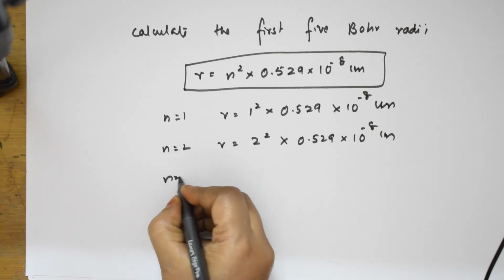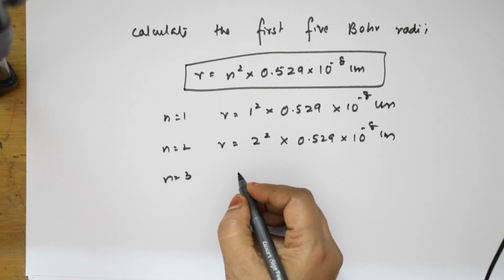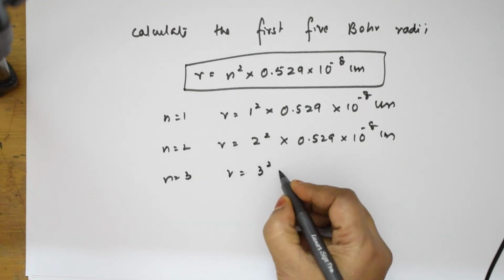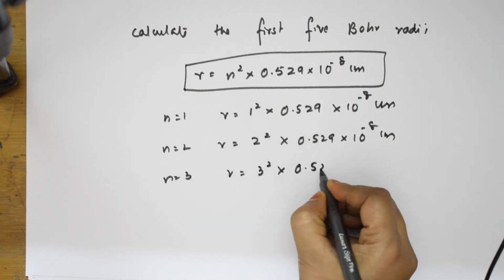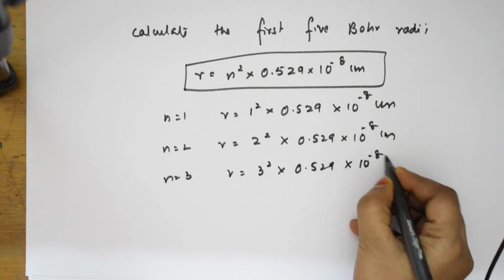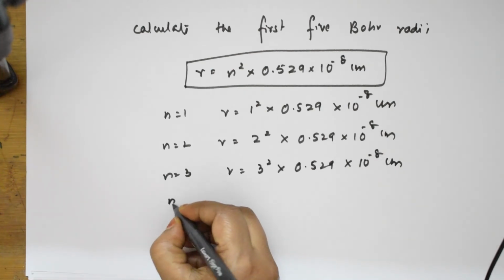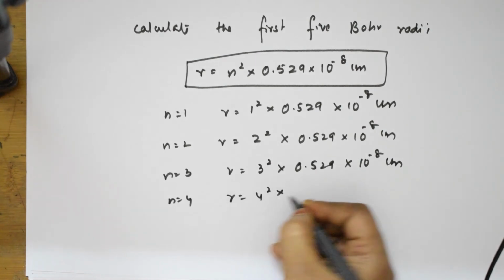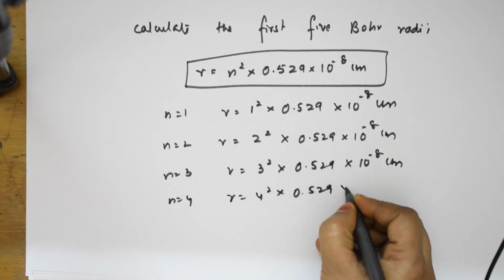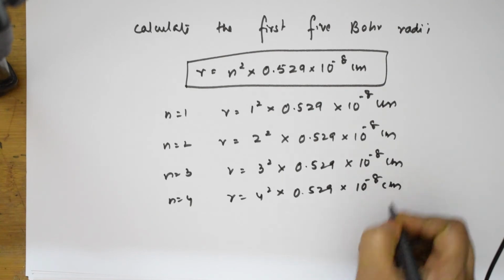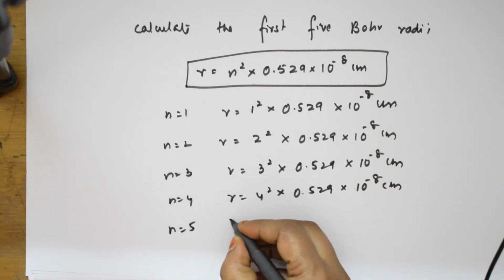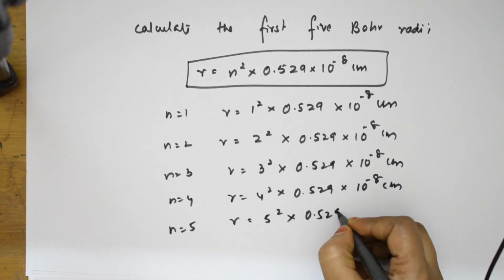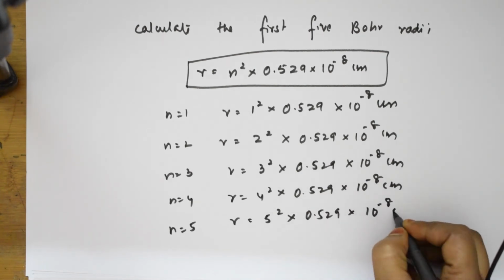Now n is equal to 3. Then n is equal to 3 means R is equal to 3 square into 0.529 into 10 raised to the power of minus 8 centimeter. Now n is equal to 4. I need to find till 5, isn't it? R is equal to 4 square into 0.529 into 10 raised to the power of minus 8 centimeter. N is equal to 5. R is equal to 5 square into 0.529 into 10 raised to the power of minus 8 centimeter.